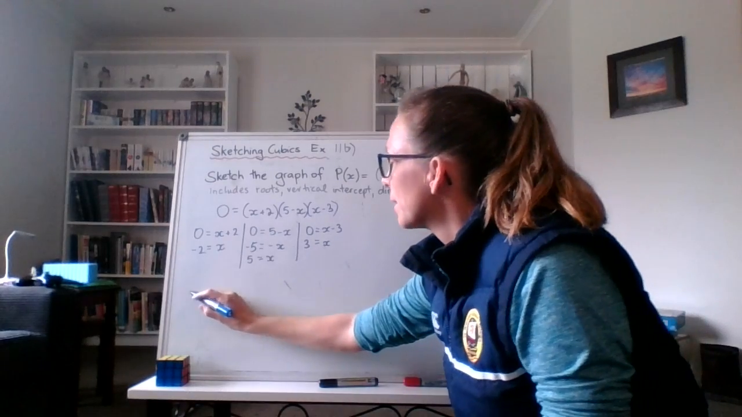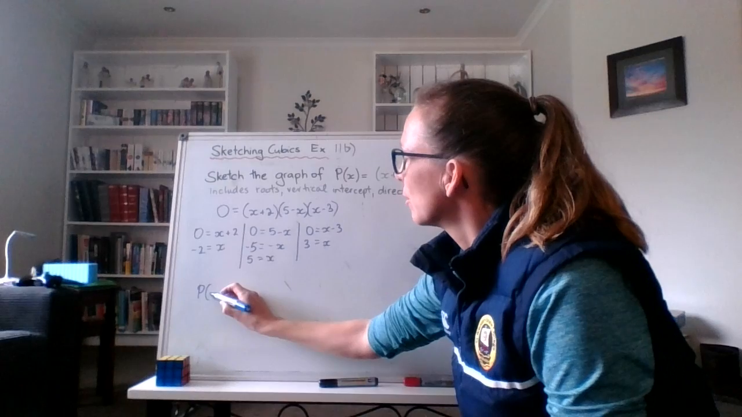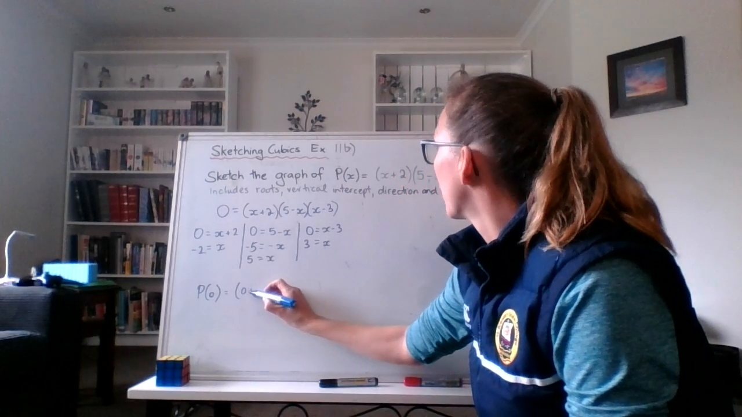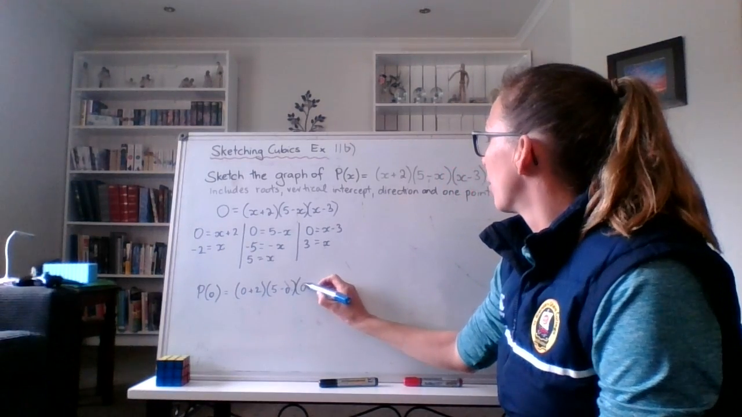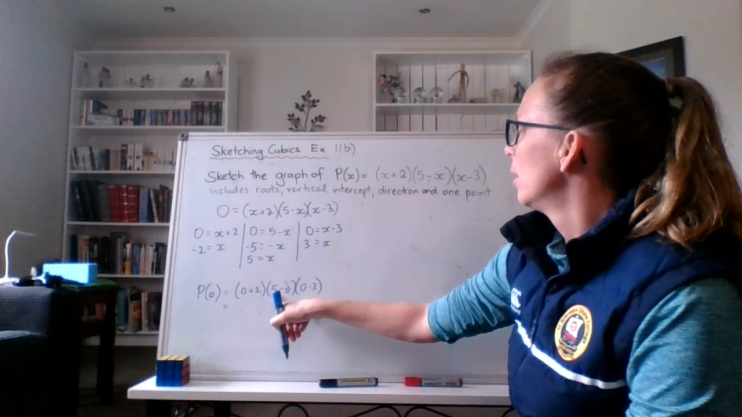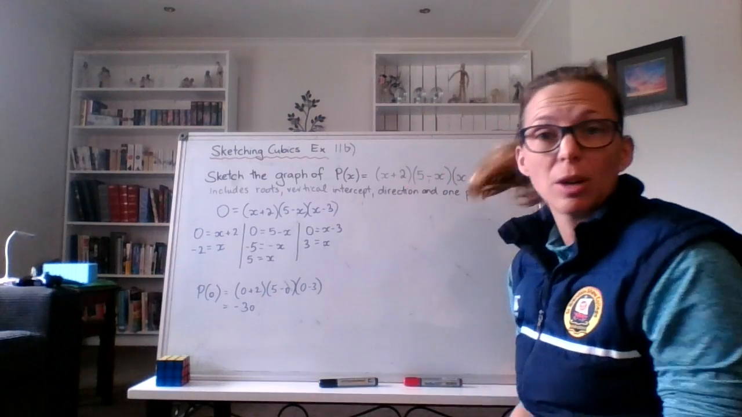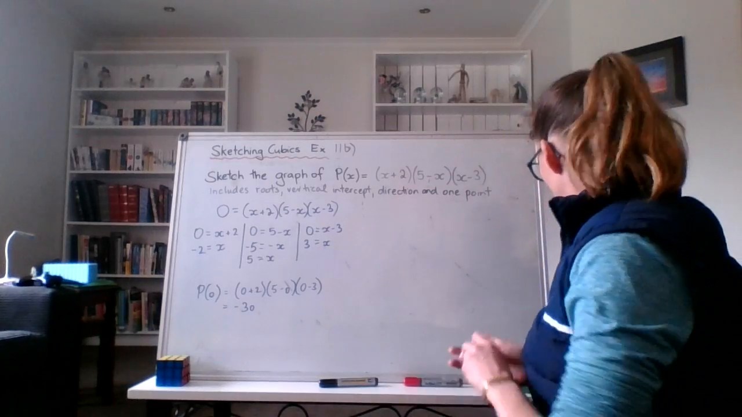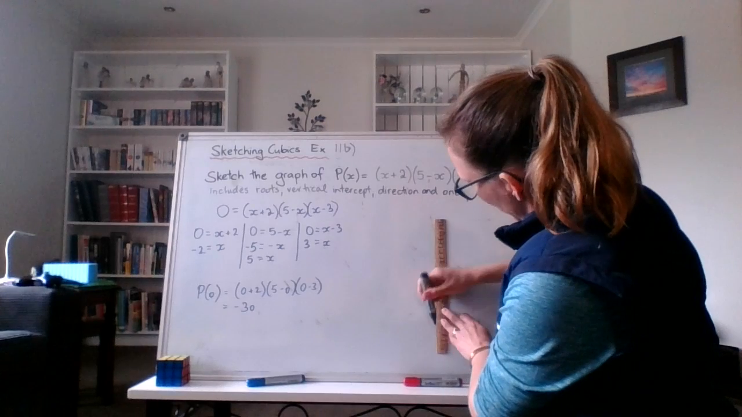I'm going to find my y-intercept or my vertical intercept. I'm going to do that by substituting 0 into my polynomial. So I'm going to have (0 + 2)(5 − 0)(0 − 3), which gives me 2 times 5, which is 10, times negative 3, which is negative 30. So I've got a fairly low y-intercept. So I'm going to have a little think about what it's going to look like. I might add a little bit more detail in a moment.